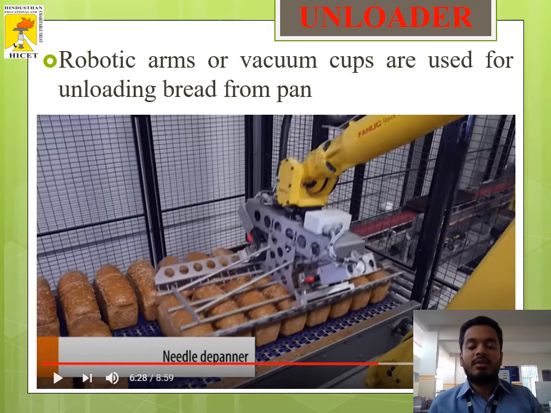Next one, after baking in the oven, the hot product which is processed needs to be unloaded. As the temperature of the products is hot, instead of human arms, robotic arms or vacuum cups are used for unloading bread from the pan in industries.